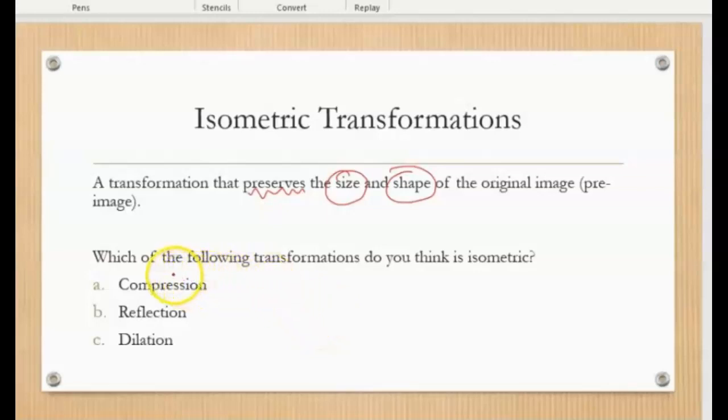Well, a compression, that's going to change the size, right? It's going to make it smaller. So it can't be that. A dilation is going to also change the size and make it bigger. Compression would also change the shape. That's definitely not it. So yes, it is just a reflection. A reflection is taking the exact same shape and just flipping it. So it will stay the same size and it will stay the same shape with a reflection.